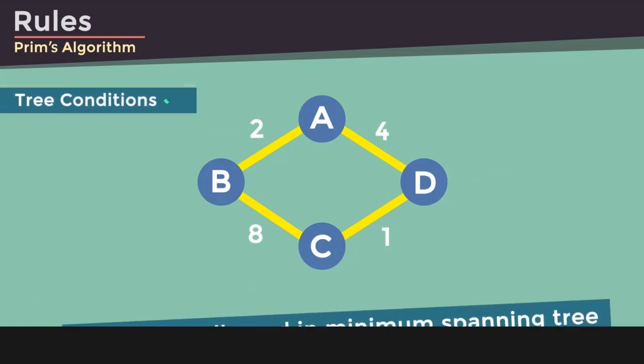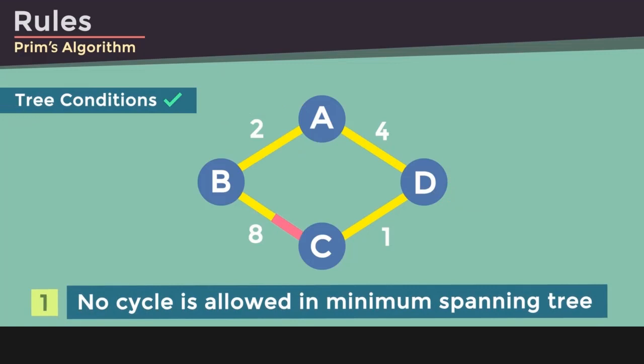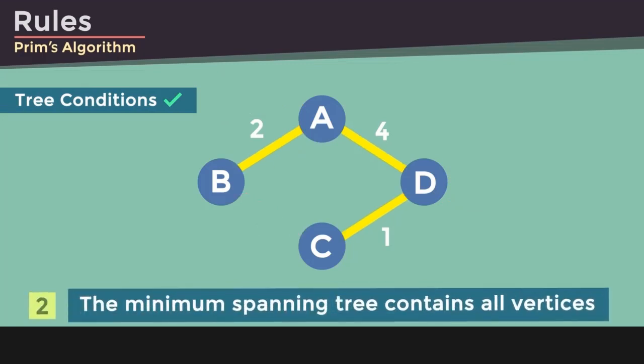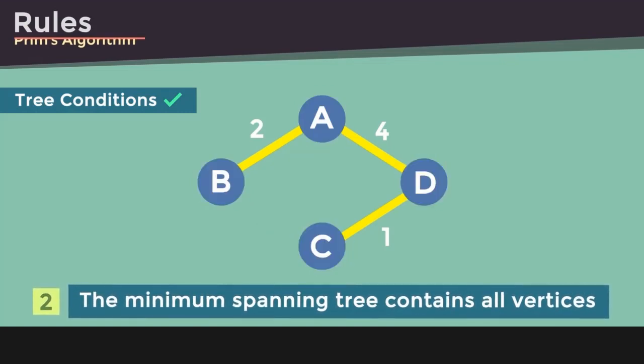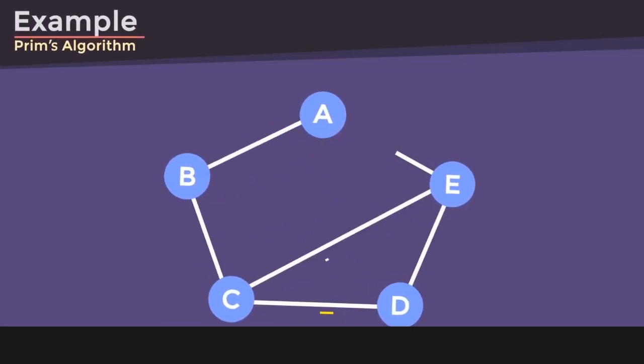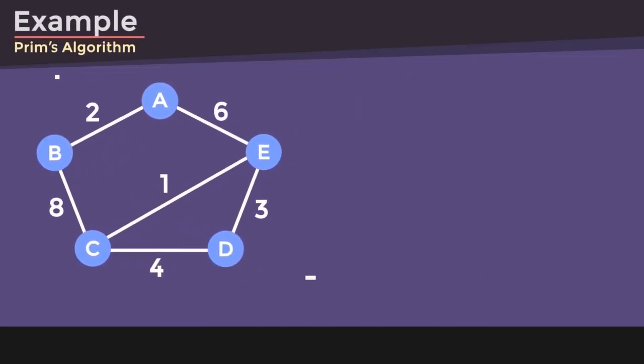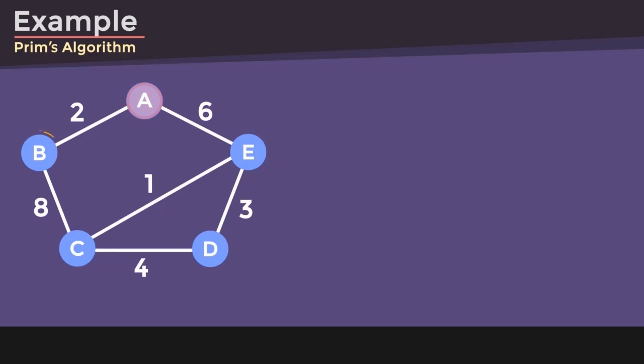Also, there are some conditions related to the minimum spanning tree. There must be no cycle in the minimum spanning tree, and the minimum spanning tree must contain all vertices. So let's dive into an example. Suppose we're given this graph. Step 1 is to initialize the minimum spanning tree with an arbitrary vertex. I choose node E randomly.